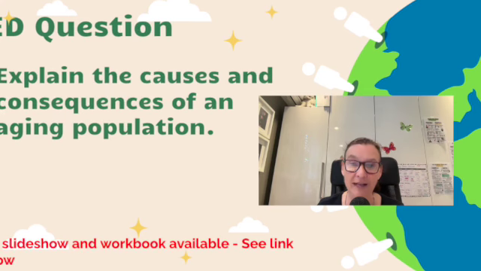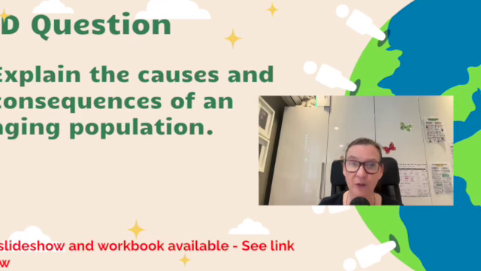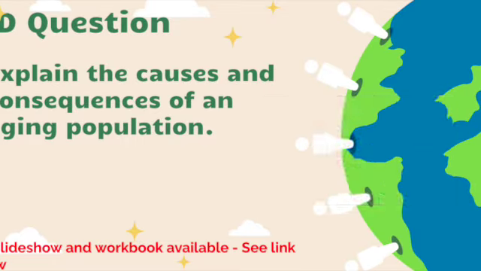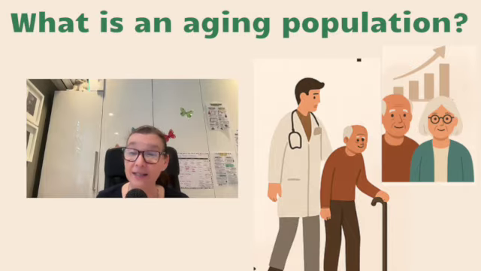So, today we're going to break down the CED question for 2.9, which is explain the causes and consequences of an aging population. So what is an aging population? Let's break it down and see why it matters.